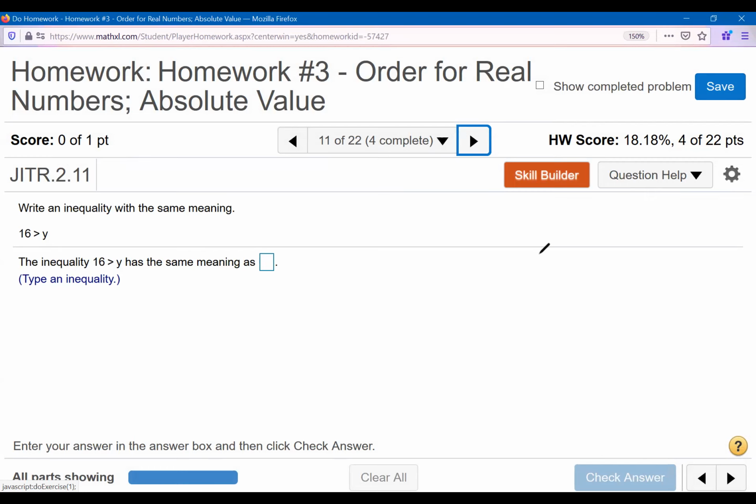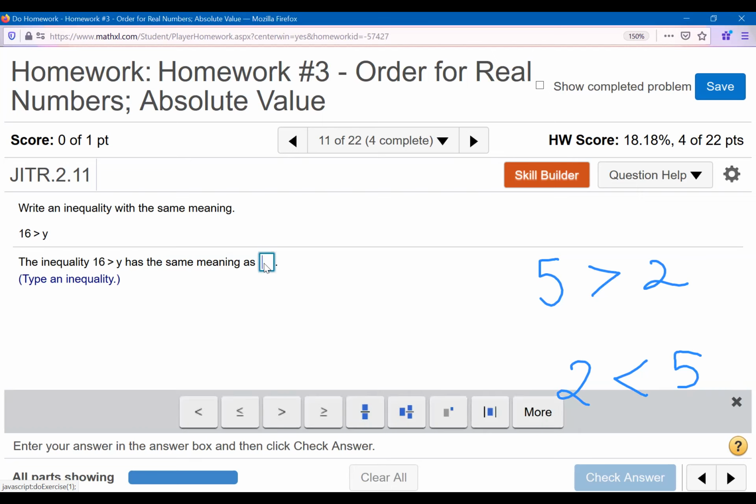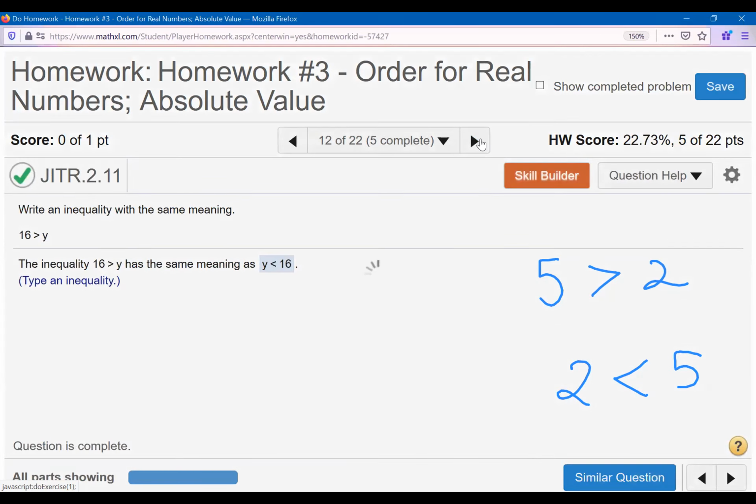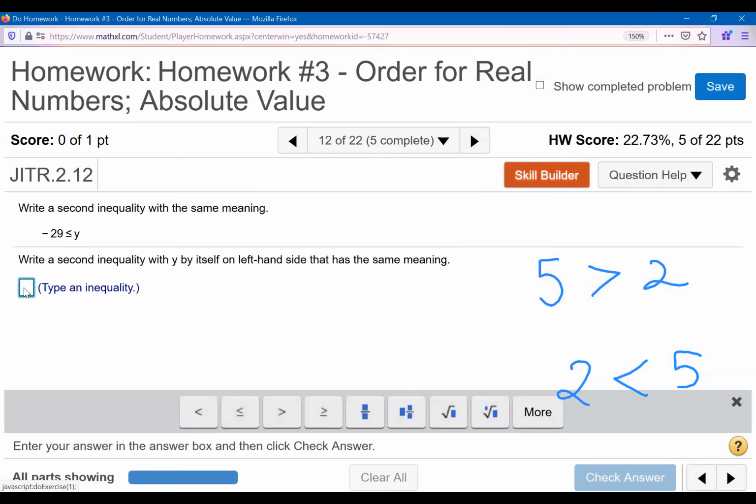Okay, so for example, if I say 5 is greater than 2, I can also say 2 is less than 5. Those are saying the same thing. If I'm older than you, then you're younger than me. Those are the same thing. So instead of 16 is greater than y, I'm going to say y is less than 16. You just switch it. All right, here's another one. Negative 29 is less than or equal to y. We're going to switch it around, and we're going to write y is greater than or equal to, so I'll choose that button down here, negative 29. You're just reversing the order of your numbers and reversing the direction of your inequality.